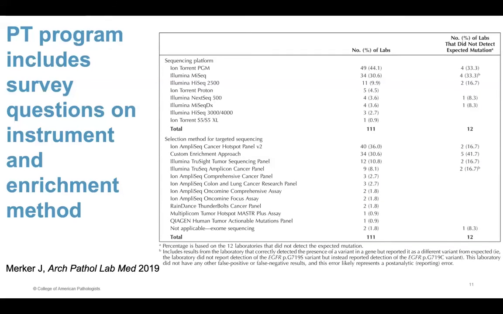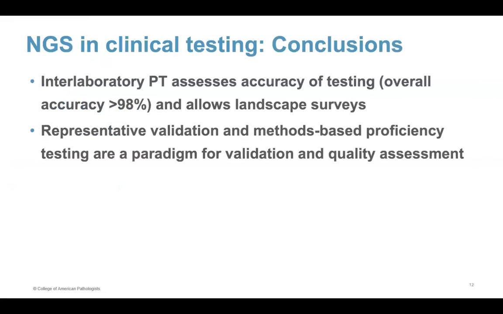The other benefit of these proficiency testing surveys is that they do give us the opportunity to ask survey questions about the lab's procedures, including questions that help us understand what platforms are being used for testing, what selection methods or enrichment methods, what kind of assessment is being made of neoplastic cellularity. Those provide a snapshot of current practice, and we try whenever possible to publish those data so that they can be available to the scientific community.